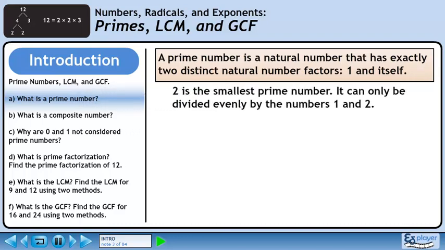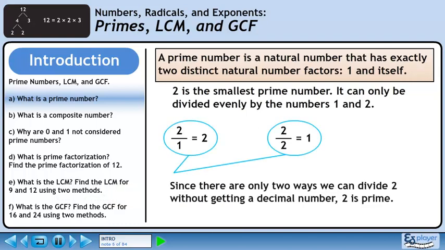Two is the smallest prime number. It can only be divided evenly by the numbers 1 and 2. Two divided by 1 is 2, and 2 divided by 2 is 1. Since there are only two ways we can divide 2 without getting a decimal number, 2 is prime.